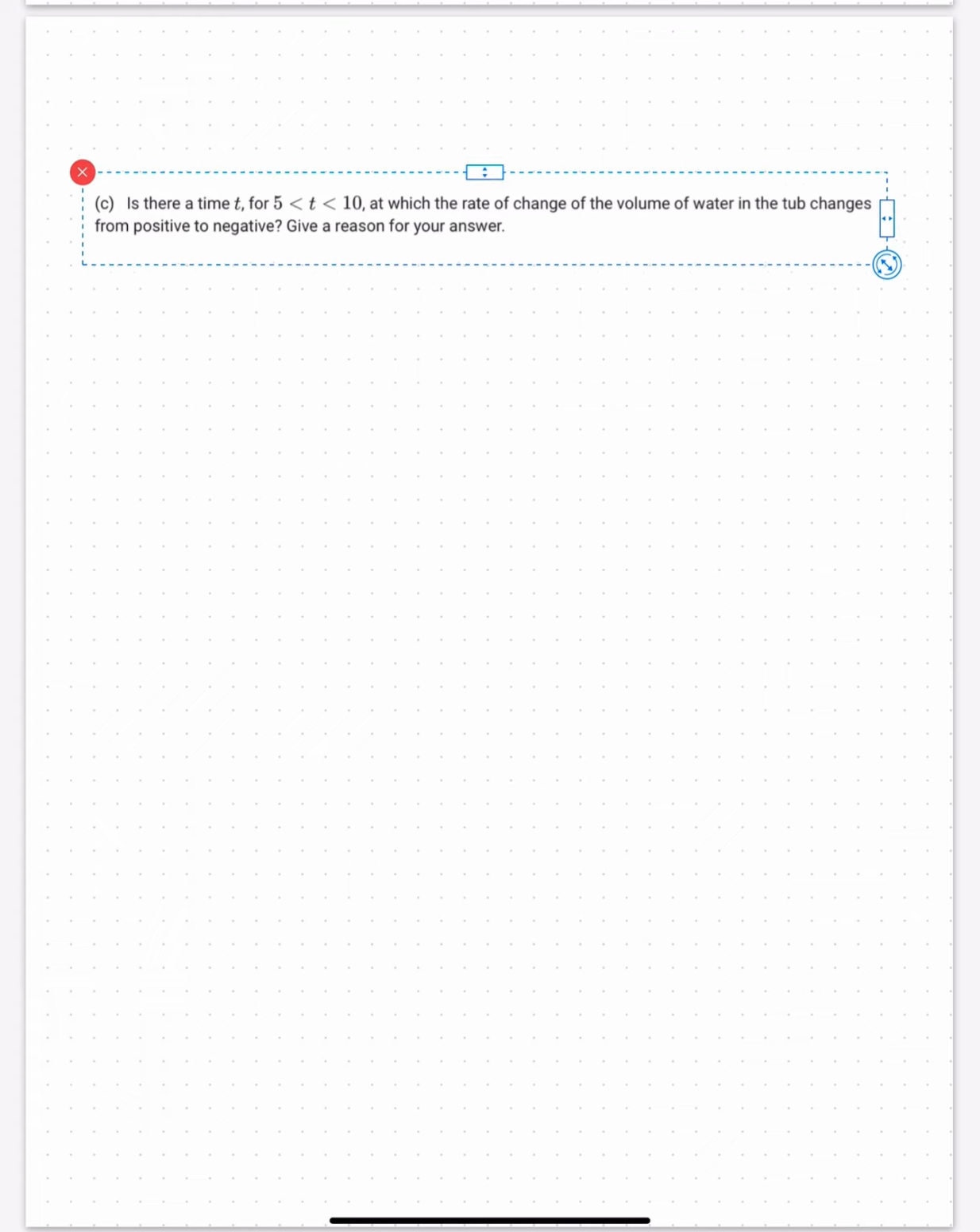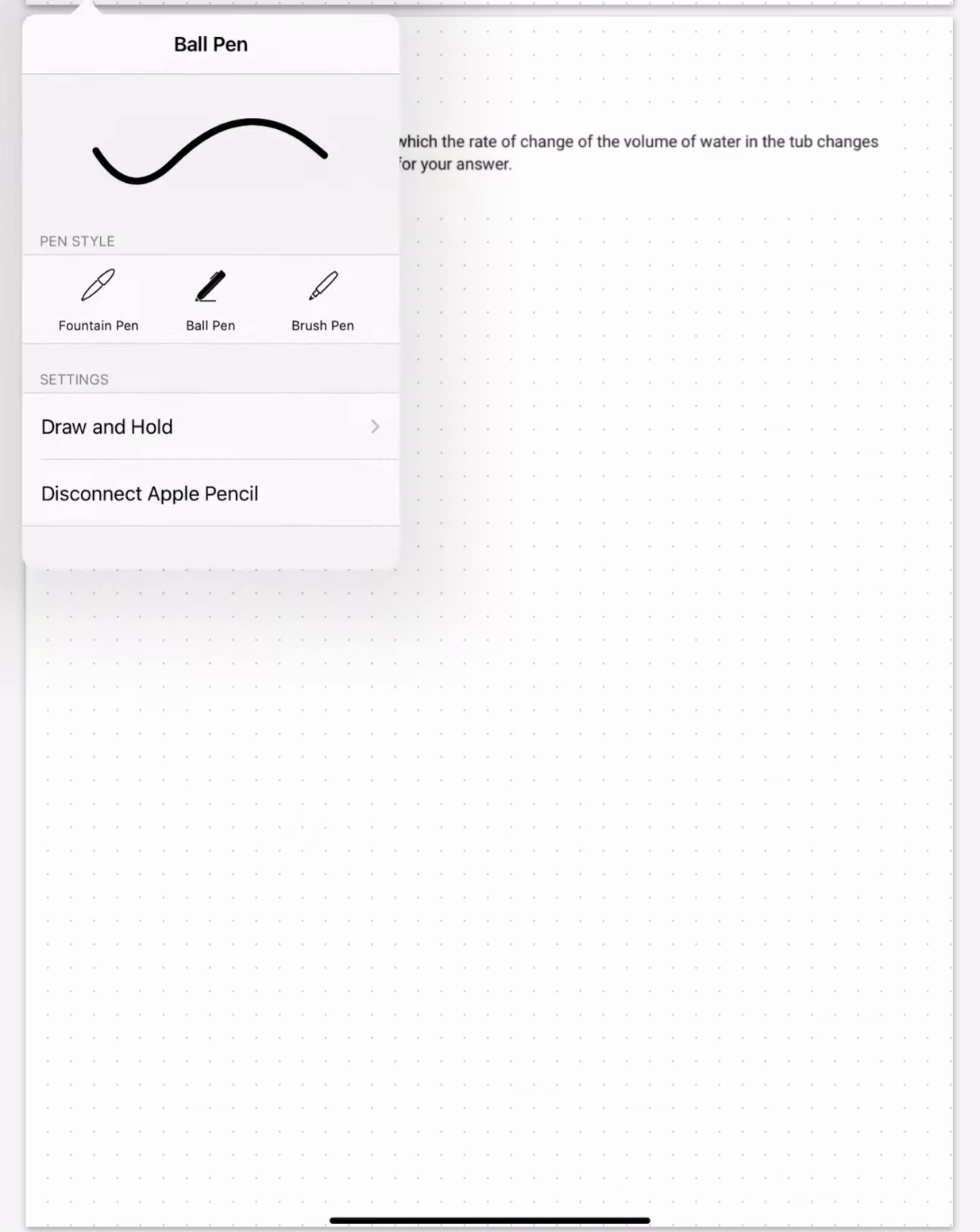And then the last one: is there a time at which the rate of change of the volume of the water in the tube changes from positive to negative? Give a reason for your answer. So here, what does it mean? You have 5, t, and 10, right? So the rate of change of the volume of the water in the tube changes from positive to negative.